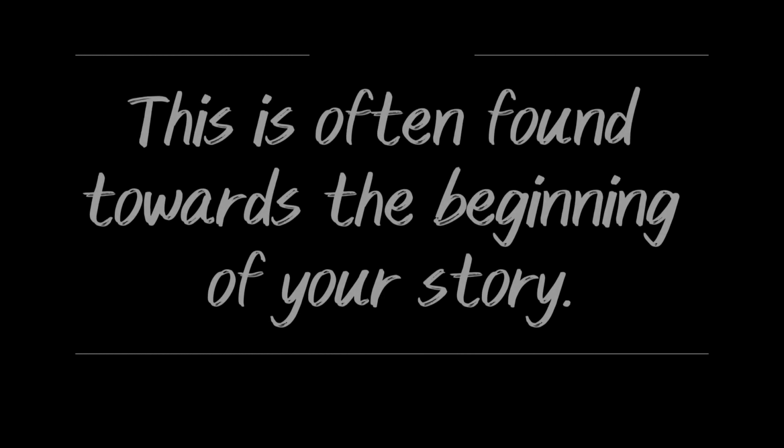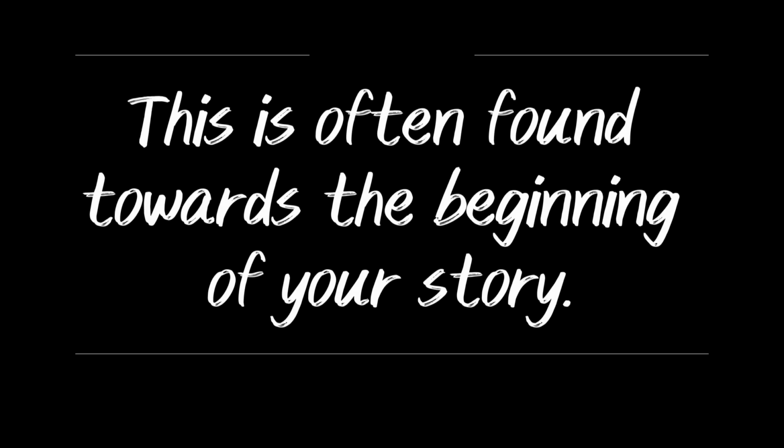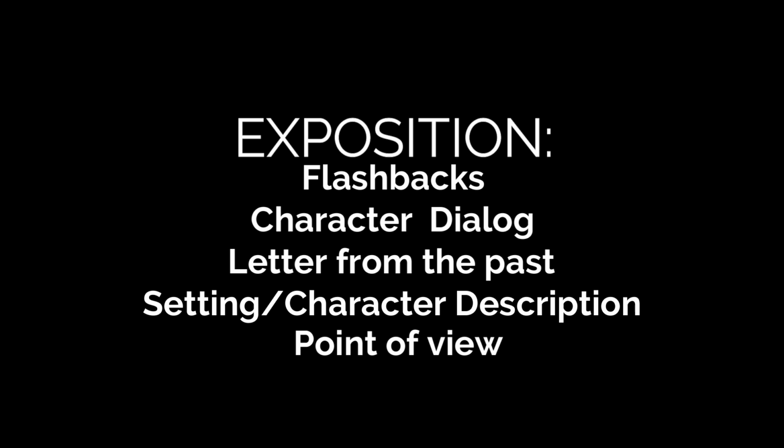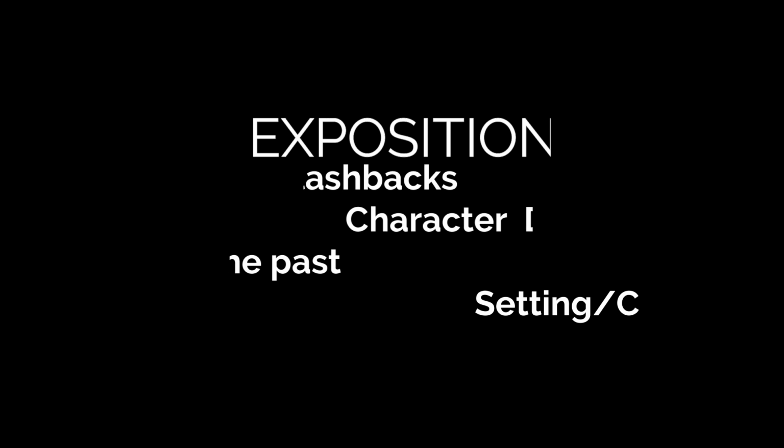Exposition. Exposition gives the reader the background information they need to jump right into your story's world. This is often found towards the beginning of your story. Even if you choose to jump right into the action, somewhere along the way, your reader needs to get a crash course on your characters or setting's history. Exposition can be given in a variety of ways. Some examples include flashbacks, character dialogue, letters from the past, setting or character descriptions, point of view, aka POV, such as the narrator or main character's thoughts.